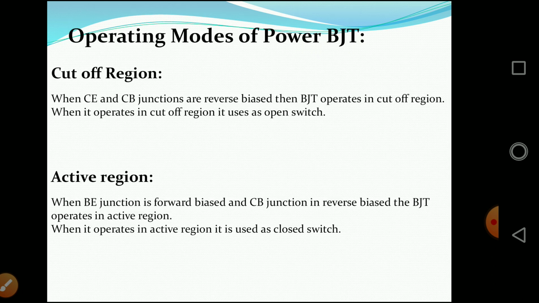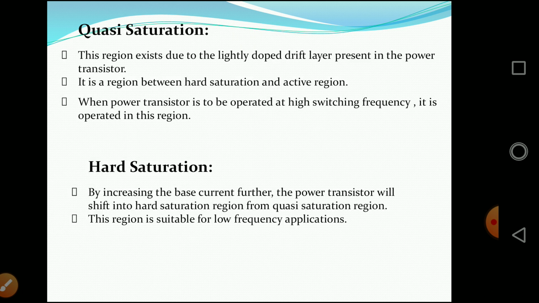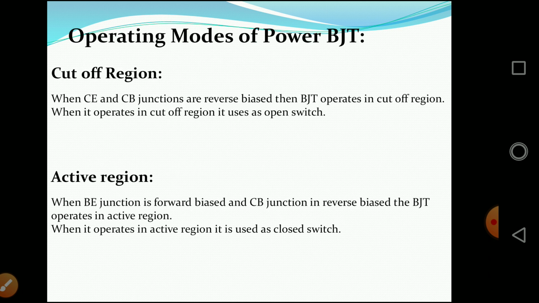Next is operating modes of power BJT. Generally power BJT operations are divided into 4 modes. They are cutoff region, active region, quasi saturation region and hard saturation region. In that, first is cutoff region. Cutoff region indicates that the power BJT is in an off state.